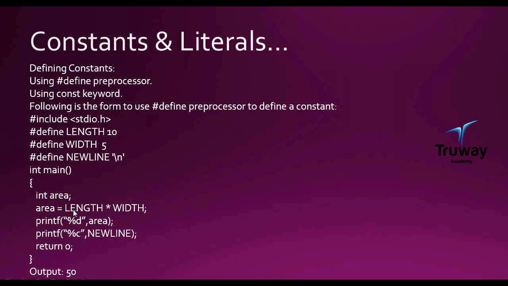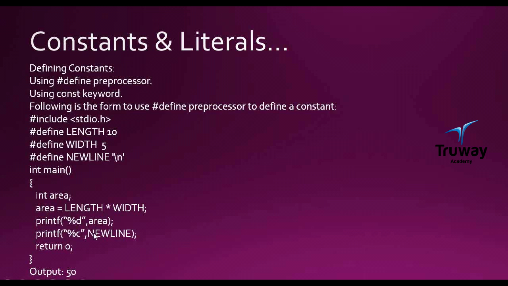So now see what happens before your program is compiled. The preprocessor is going to search this length in your entire program, wherever you are using the length or width, and going to substitute that with the corresponding values, that is the 10 and 5. In this case, it's going to substitute length with the 10 and width with the 5. So it will become like 10 into 5, and the product will be stored into the area.